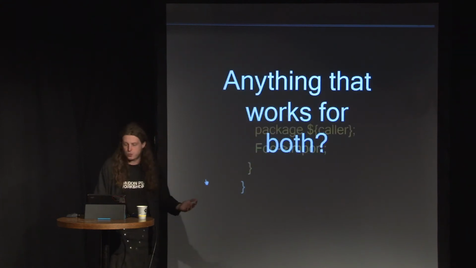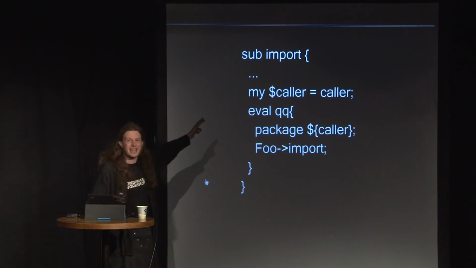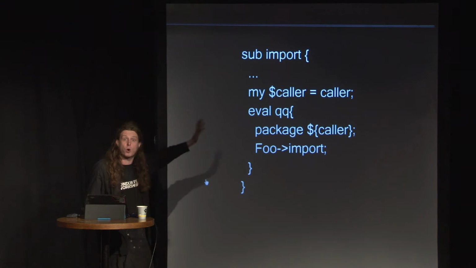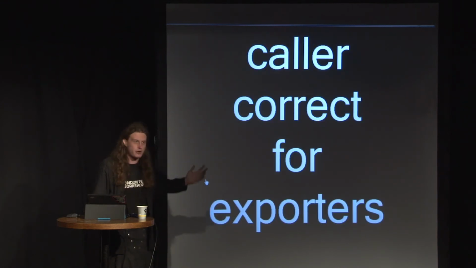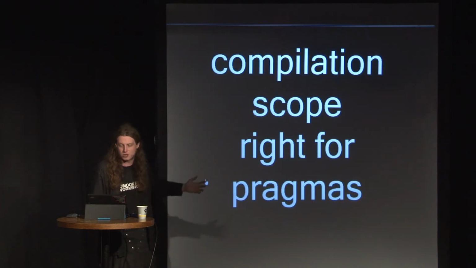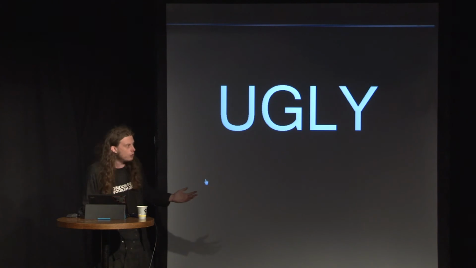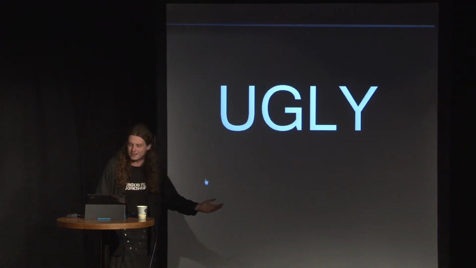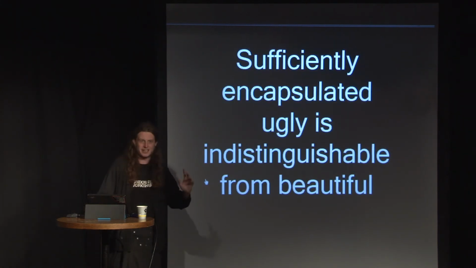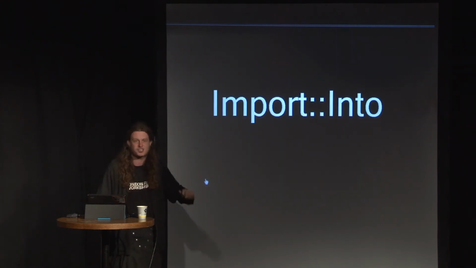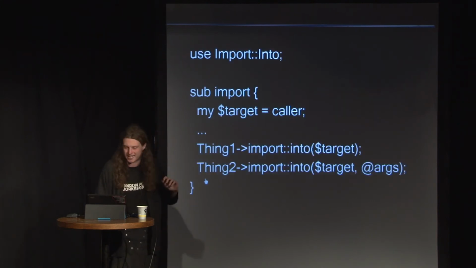So I went, what does work for both? Well, if you do an eval with package $caller and then call import, it works fine. At that point, the caller is correct for exporters, the compilation scope is right for pragmas, it all works. But you know, that's ugly. Almost as ugly as CGI.pm, right? However, sufficiently encapsulated ugly is indistinguishable from beautiful, so I wrote a module called Import::Into, so I never have to look at that again.